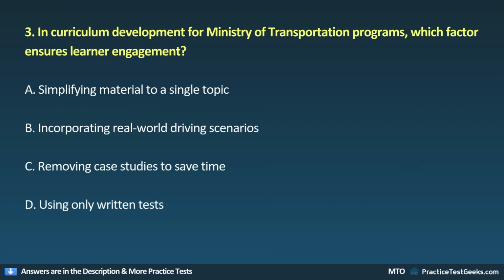3. In curriculum development for LASD Academy courses, which step is most essential for aligning learning outcomes with operational needs? A. Collecting feedback from recruits only. B. Conducting a needs assessment of field operations. C. Randomly selecting training objectives. D. Relying exclusively on past curriculum.